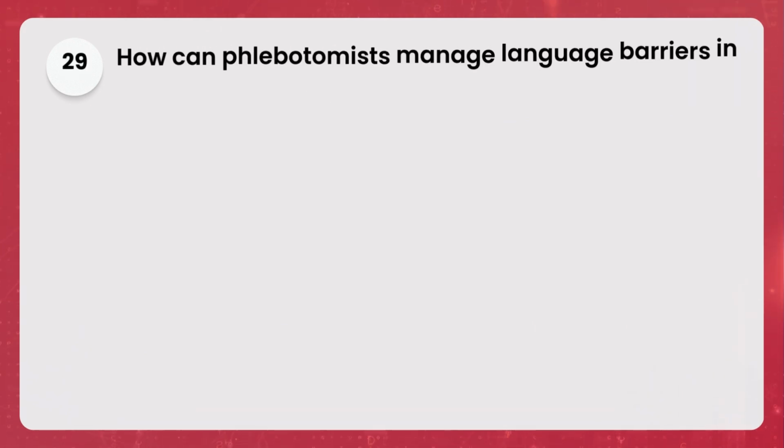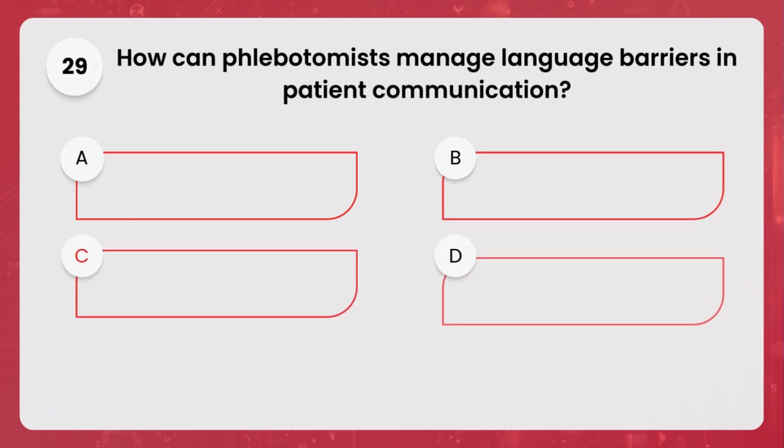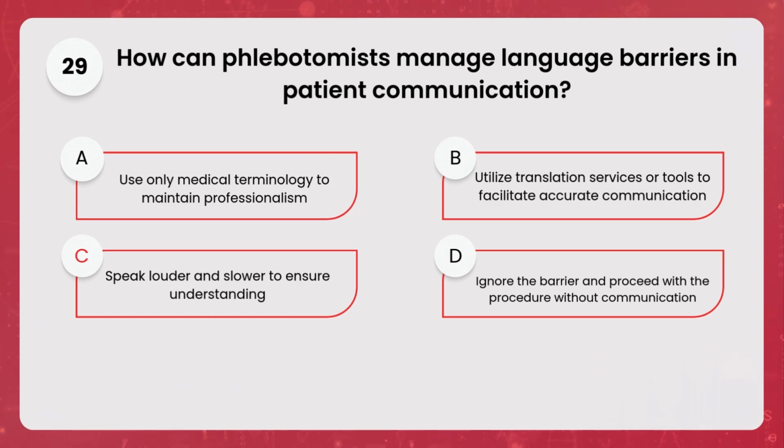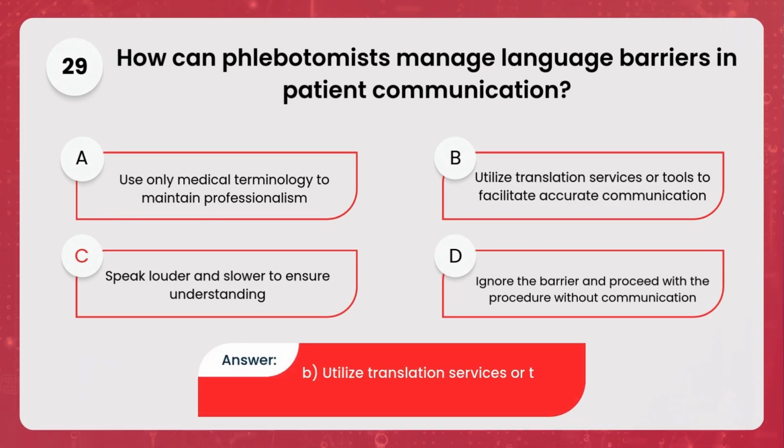Number 29. How can phlebotomists manage language barriers in patient communication? A. Use only medical terminology to maintain professionalism. B. Utilize translation services or tools to facilitate accurate communication. C. Speak louder and slower to ensure understanding. D. Ignore the barrier and proceed with the procedure without communication. The answer is B. Utilize translation services or tools to facilitate accurate communication.